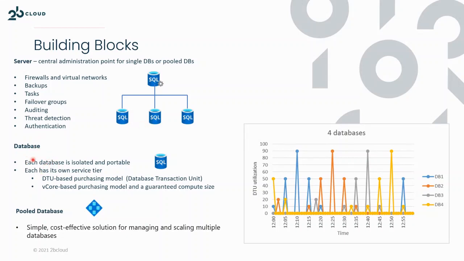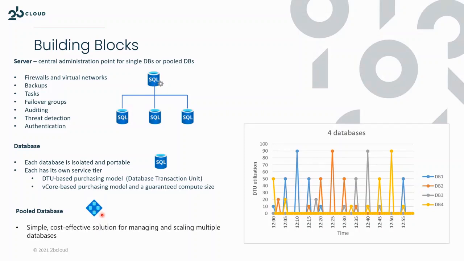So the database is actually, each database is isolated and portable. You can move it from one server to another. And each database has its own service tier. As we discussed previously, it can be DTU or vCore or something else. And then we also have the option that's called pool database.